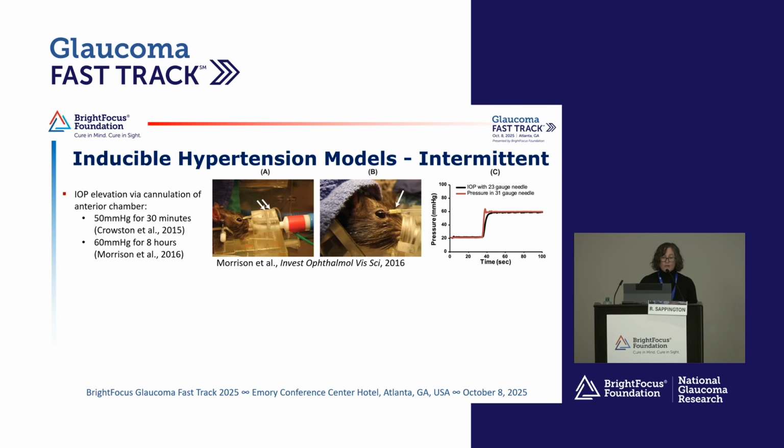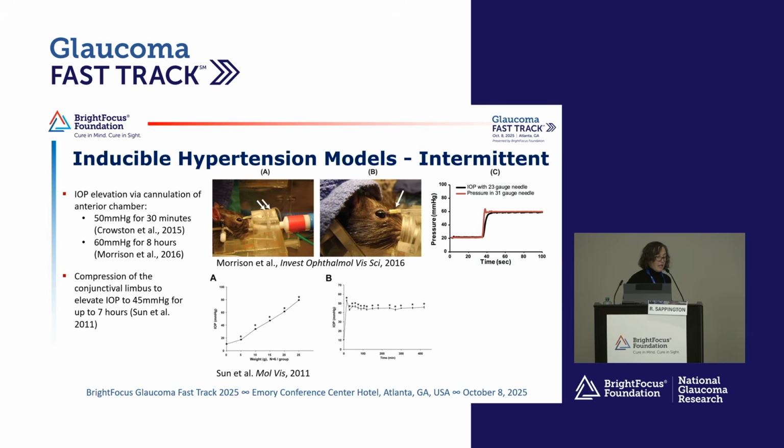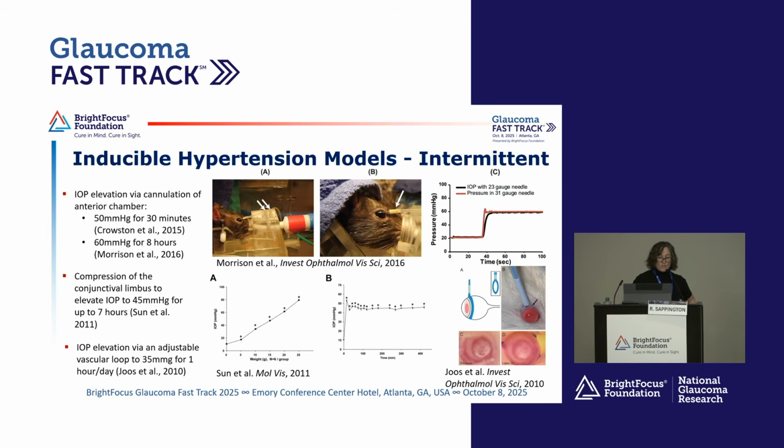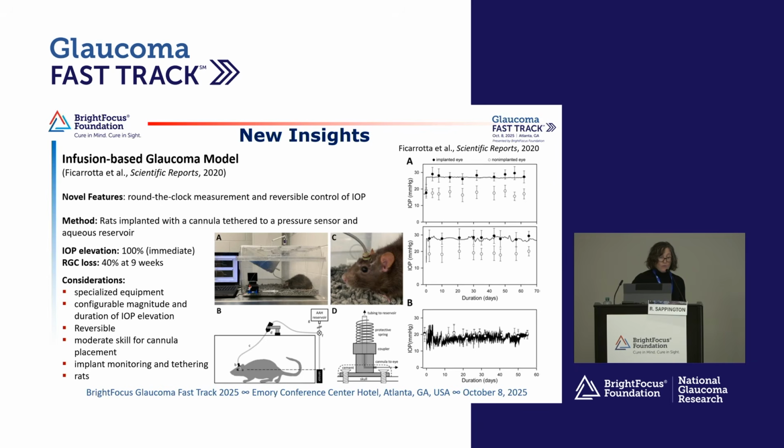Okay, so the third is intermittent hypertension models. And so these are models that are looking not to create a permanent IOP elevation, but one to evaluate changes over a short duration. And so there are multiple options for inducing this type of IOP elevation that includes cannulation or compression. And I'm going to move forward.